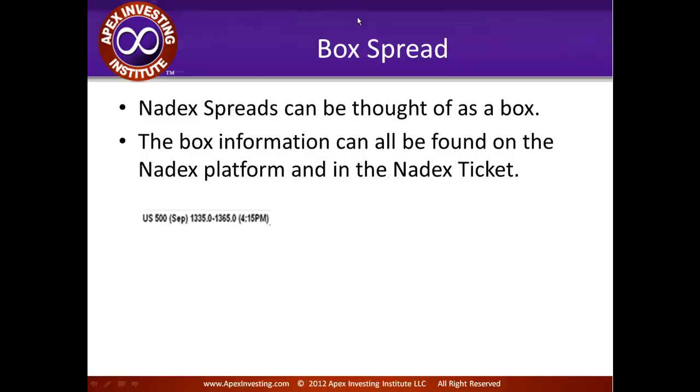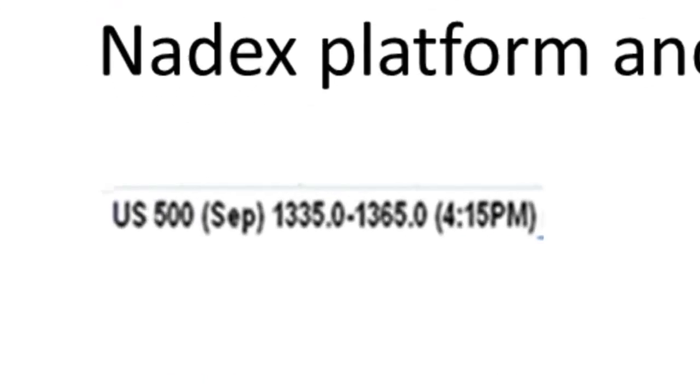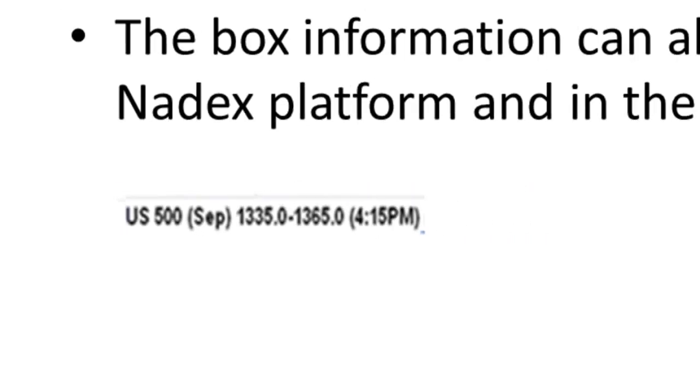It's important to understand that Nadex spreads can be thought of as a box. The box information can all be found on the Nadex platform or in the Nadex tickets. For example, say US September 1335 to 1365, 415. What that means is it's the US 500 spread. It's tracking the S&P E-mini futures September contract. The floor of the spread is 1335. The ceiling of the spread is 1365, and it'll expire at 415.